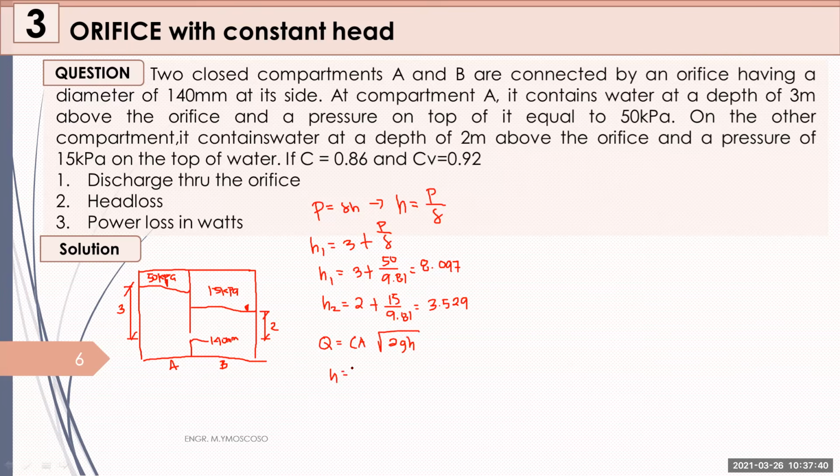where your H would be the difference between the height 1 minus your height 2. Okay, so Q is equal to 0.86 times the area of your orifice, pi over 4 times 14 squared, multiplied by 2G, your G is 9.81, so you have 8.097 minus 3.529. Therefore, the value of your discharge is 0.125 cubic meters per second.